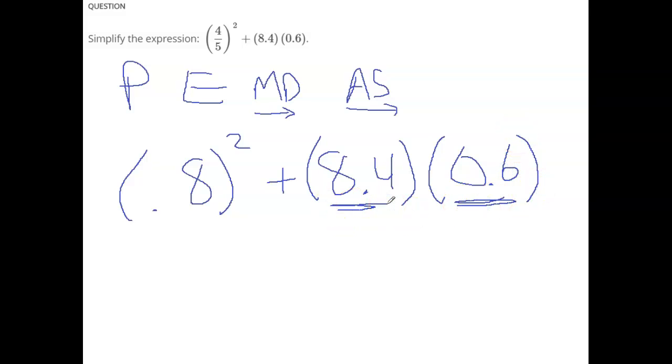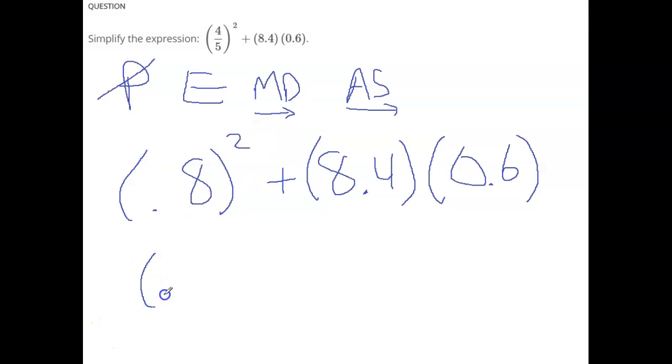And there's no operations inside of them. There's no pluses or minuses or multiplications or divisions. They're just single numbers inside the parentheses now. So we are done with parentheses. So I'll cross that off. Next is exponents. I have one exponent here. I need to take 0.8 and square it.